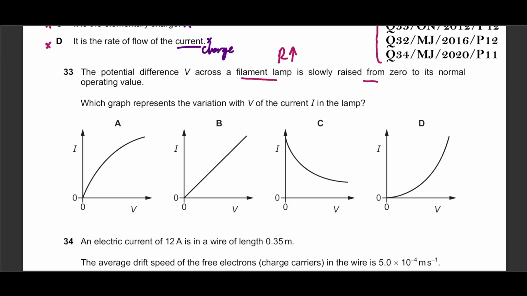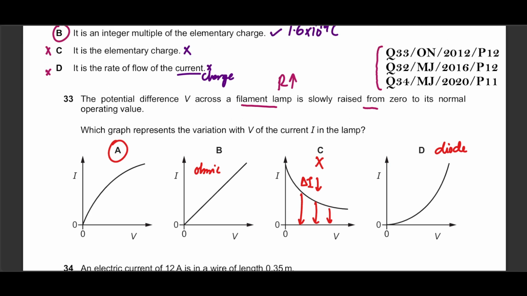So C is not possible because it's against Ohm's law. If you increase voltage, the current does not decrease. The change in current decreases, which means the current is increasing but not as progressively. D looks like the graph of a diode, not exactly the filament lamp. And B is for an ohmic conductor which follows Ohm's law perfectly. But filament lamps don't follow Ohm's law. So option A is the right answer.